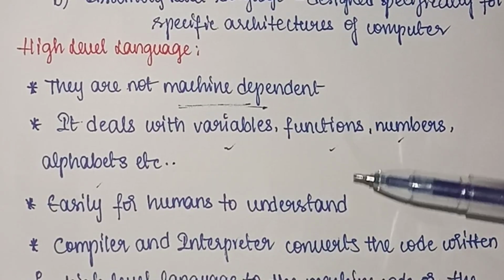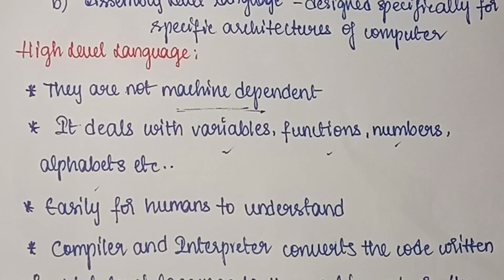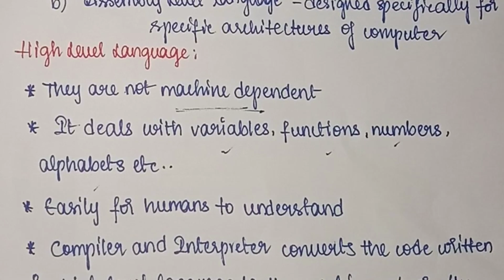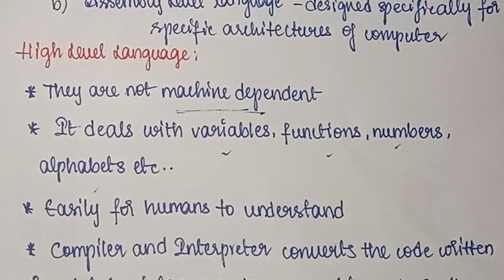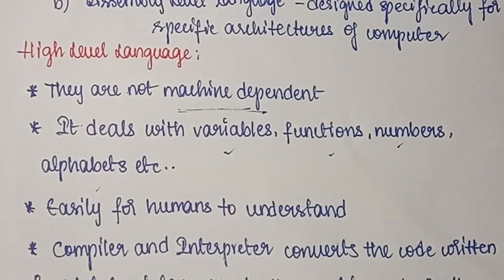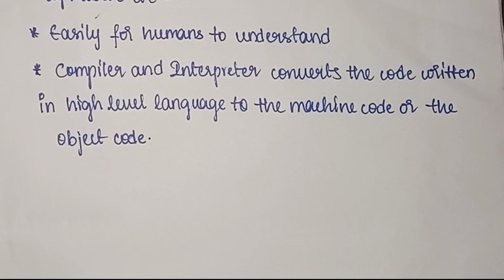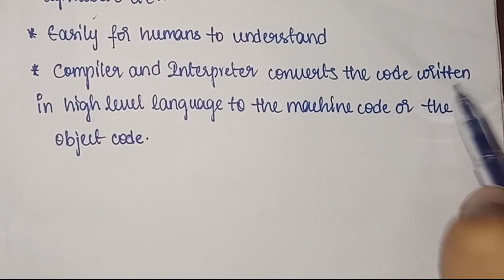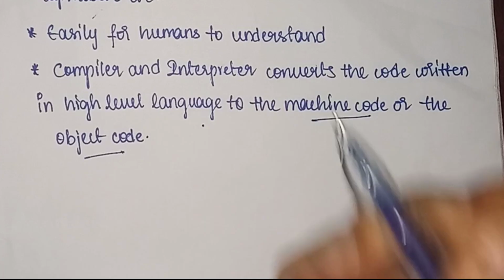This language is easily understandable by human beings. Human beings cannot understand binary language because it is nothing but a combination of zeros and ones, whereas a computer can understand it. Similarly, a computer cannot understand high level language, whereas it can understand binary level language. Compiler and interpreter convert the code written in high level language to the machine code or the object code.